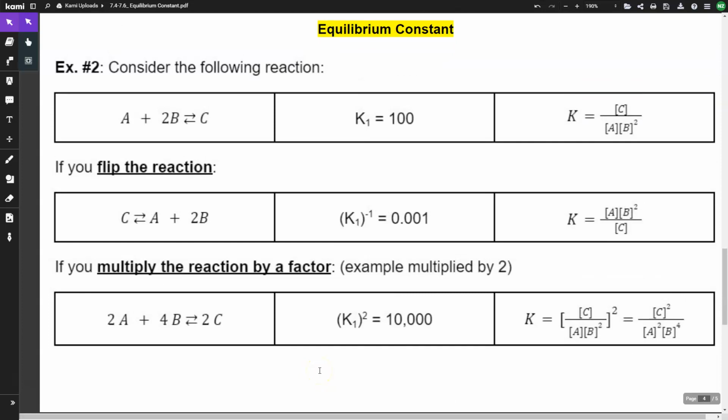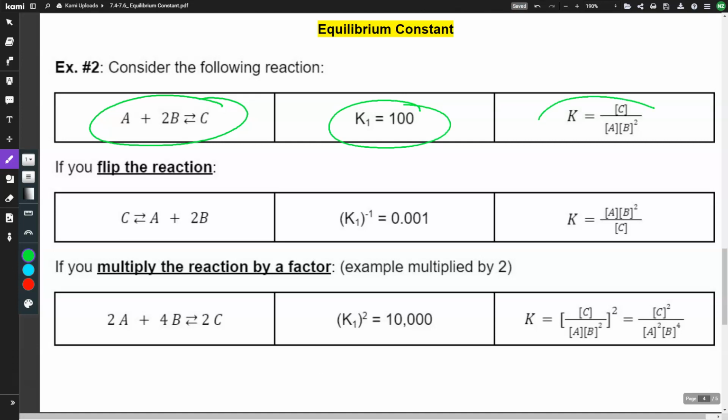Oh boy, look at what's going on here. So we have a reaction. So for each of these rules that we're going to look at, we're looking at this base reaction right here with this value for our equilibrium constant, and this is how we would set up our reaction. So if we flip our reaction, so we're flipping the products and the reactants in the reaction, we are going to raise our equilibrium constant to a power of -1.